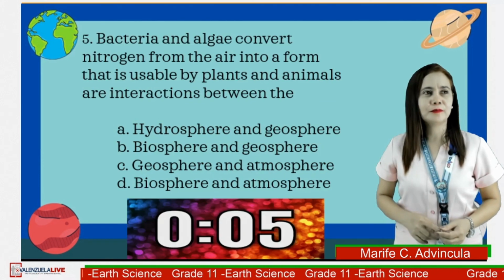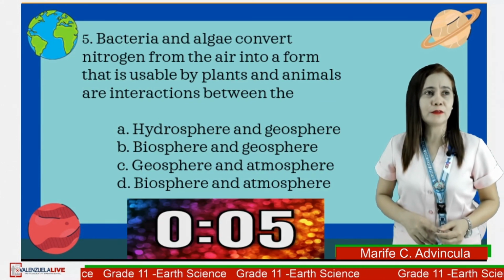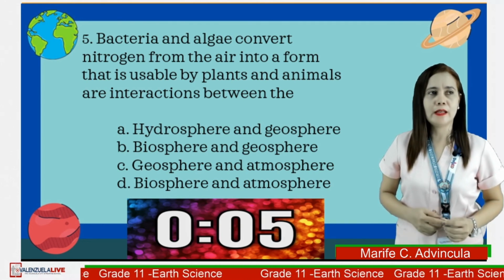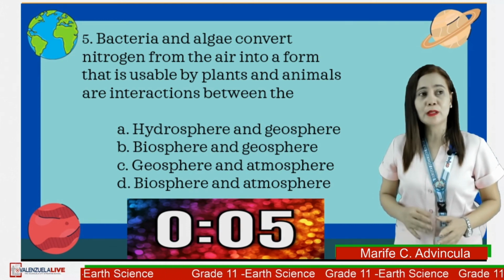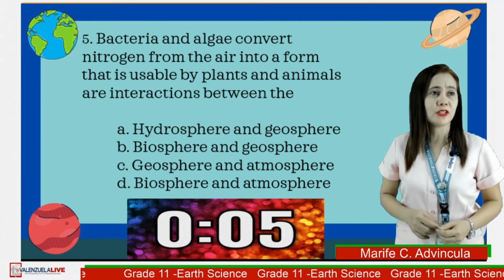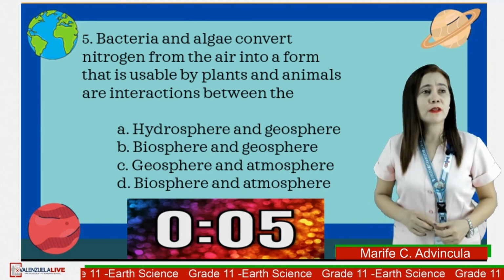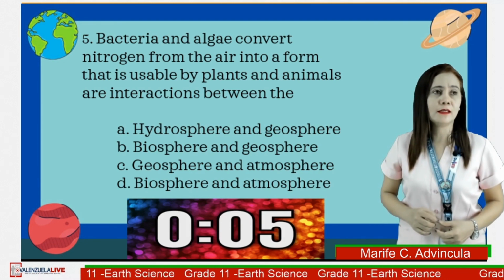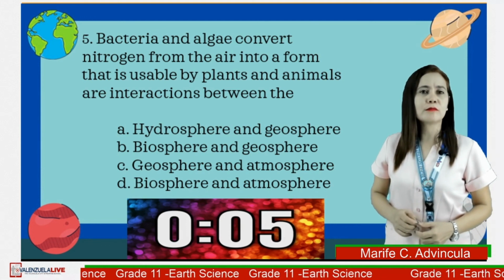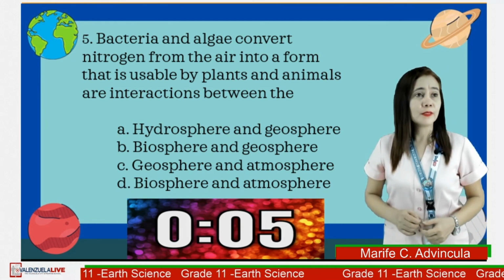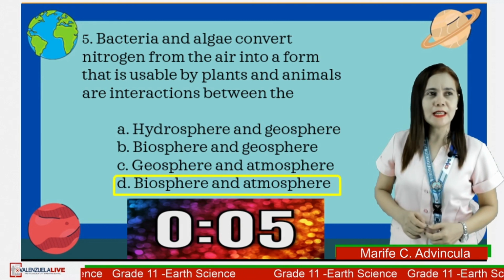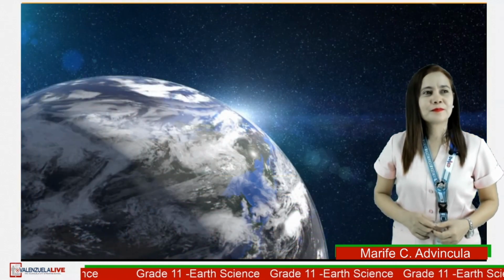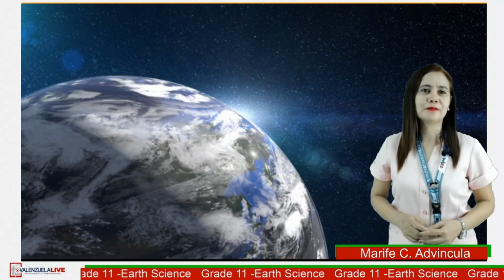For the last item, okay, bacteria and algae convert nitrogen from the air into a form that is usable by plants and animals. These interactions are between A, hydrosphere and geosphere, B, biosphere and geosphere, C, geosphere and atmosphere, and letter D, biosphere and atmosphere. Your answer will be letter D, biosphere and atmosphere. Okay. You got it all correct.